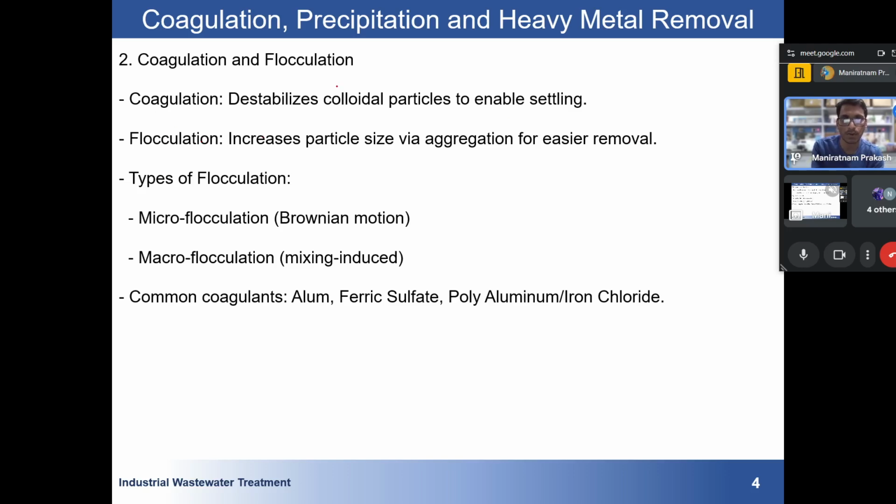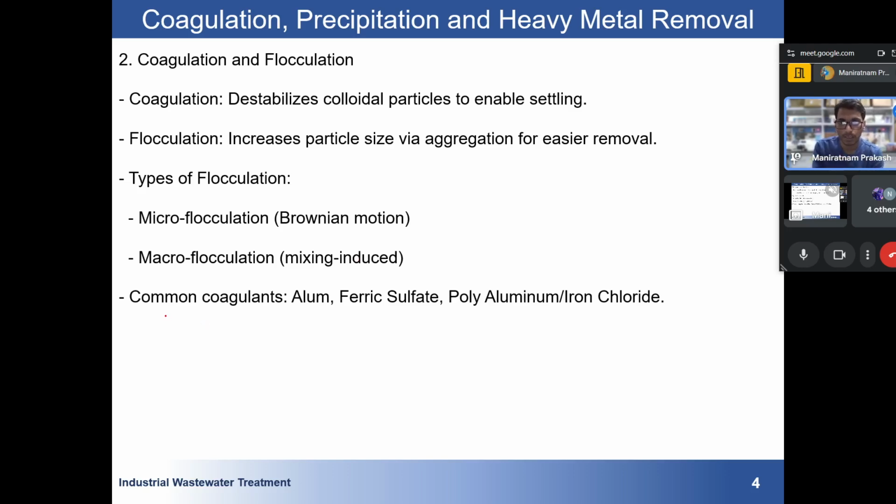Remember, all these processes occur simultaneously. First there will be coagulation, then flocculation. One type of flocculation is microflocculation, also known as Brownian movement. We know that dissolved ions show this kind of random, zigzag movement. Then there is mixing. We need some kind of mixing in both processes, coagulation and flocculation.